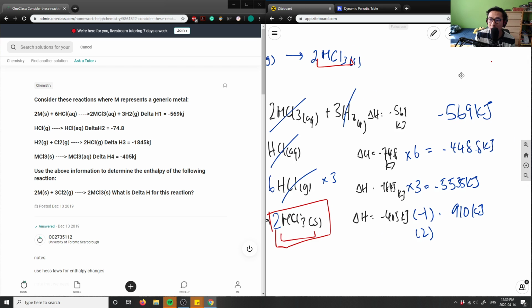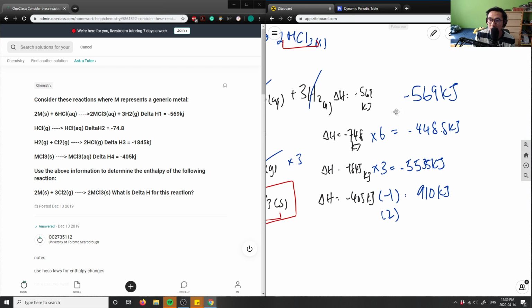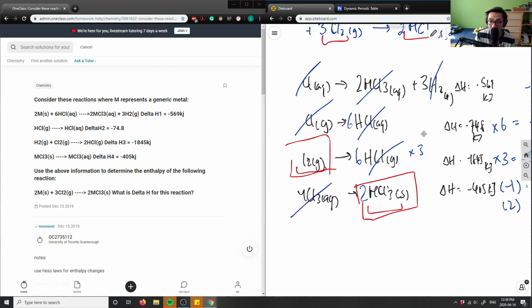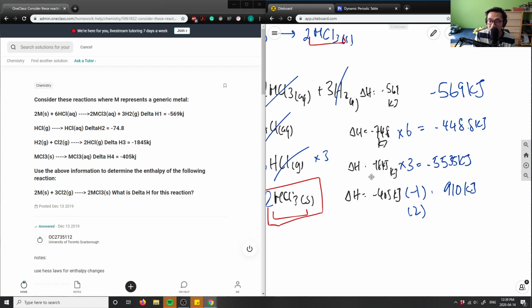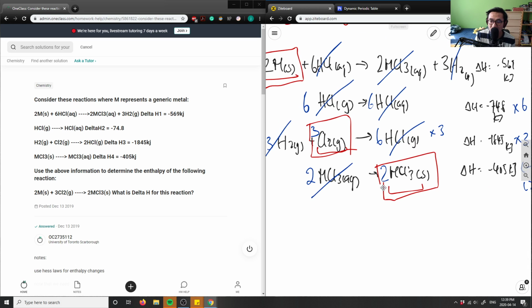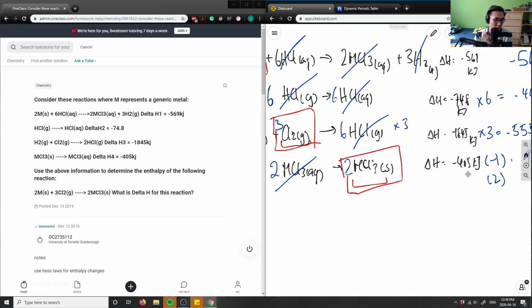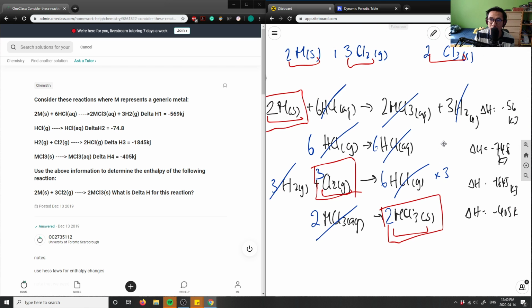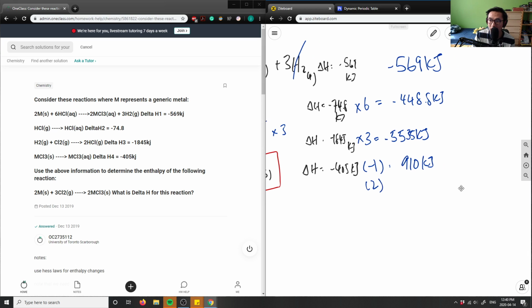So in the second equation, I multiplied everything by 6, so I have this enthalpy multiplied by 6, and I would get this number here. The third equation, I multiplied everything by 3, so I would multiply the entire enthalpy here by 3, and I'd get this number here. And then lastly, I flipped the equation so I have to multiply it by negative 1. So instead of negative 405, it became positive 405, and I also multiplied it by 2, right? So I can cancel out the 2 MCl3 in the aqueous form and the 2 MCl3 in the aqueous form here. That's signified by this 2 here.